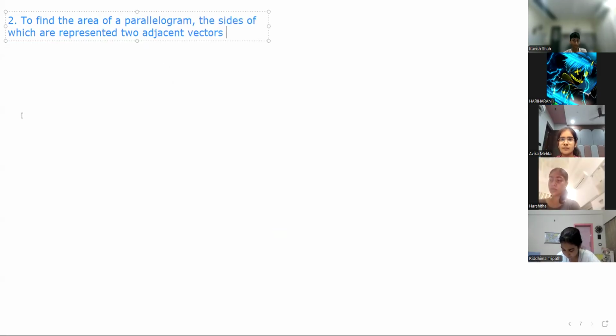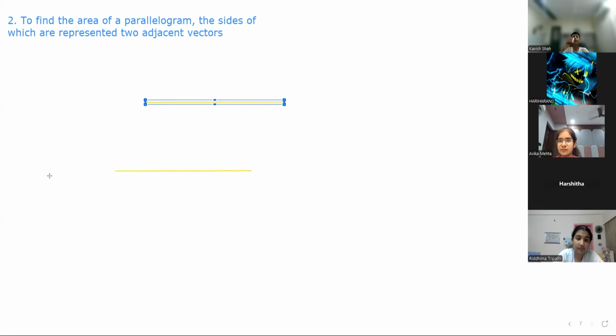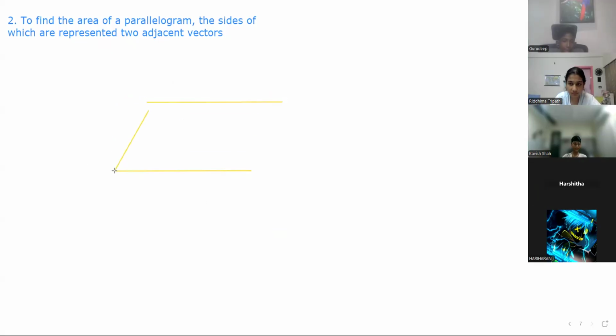Now again, the same vectors are here, okay? So I'll quickly draw the parallelogram. I'll draw the parallelogram first and then I will draw the vectors, okay? So I have this. So this is a parallelogram. All of you can see this? Yes, sir. And these are the two adjacent vectors.